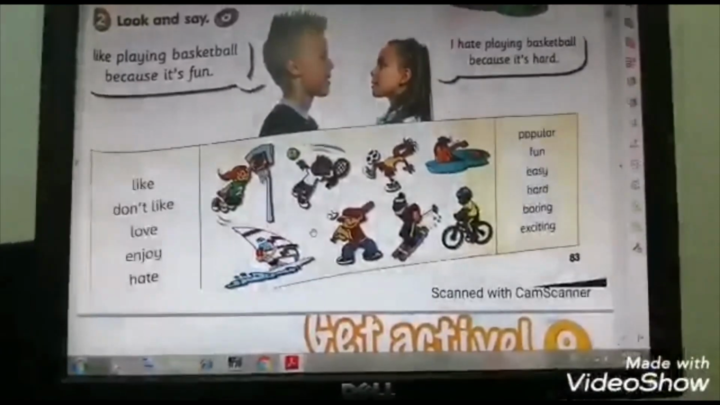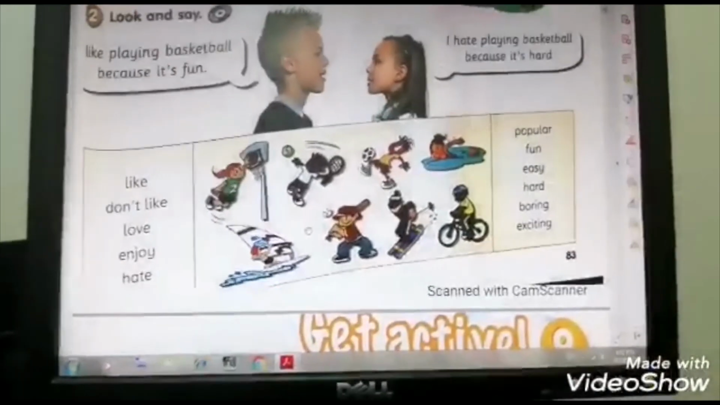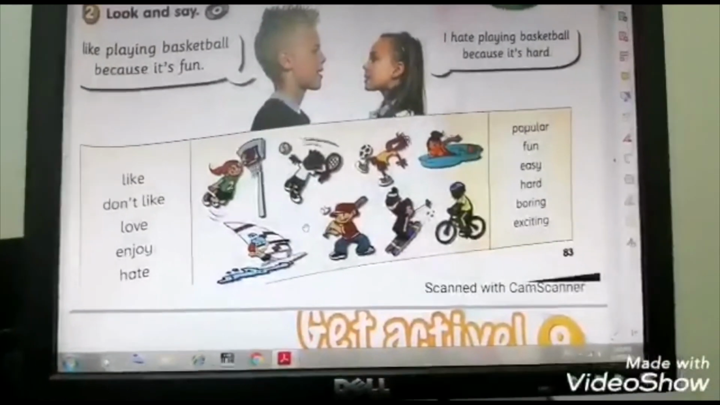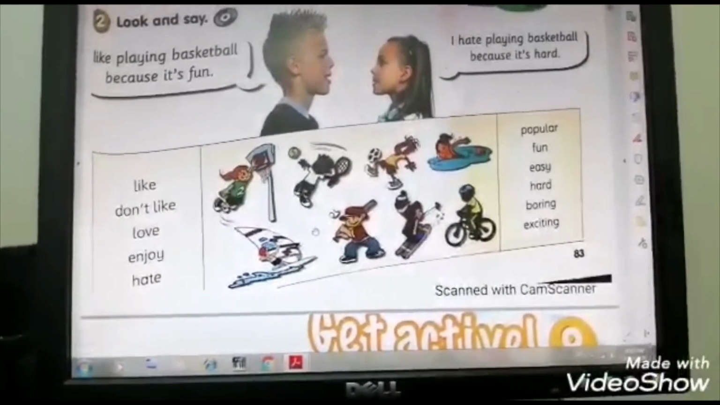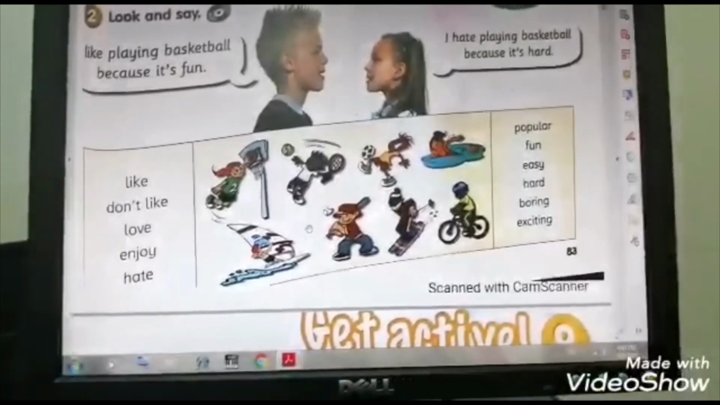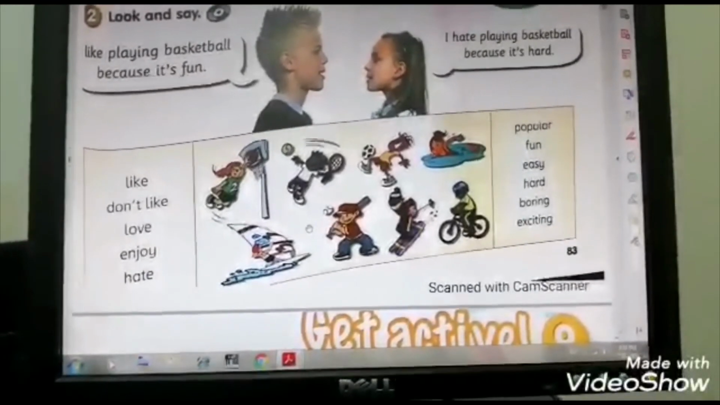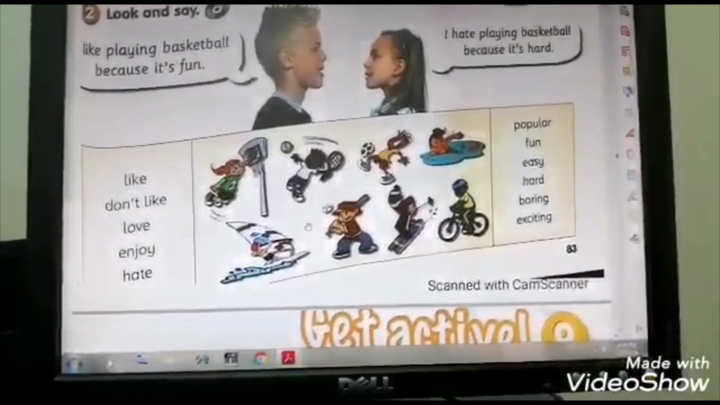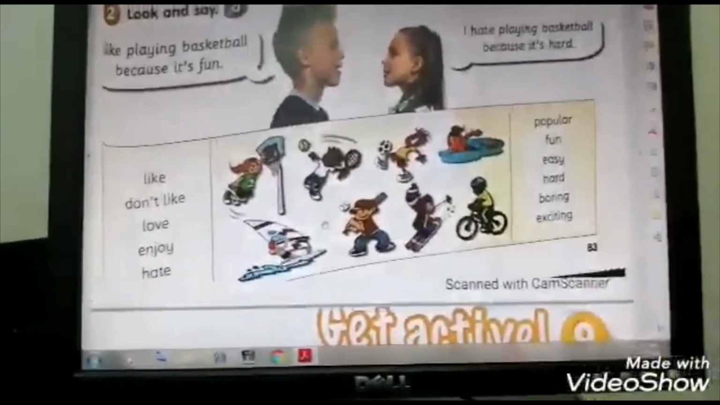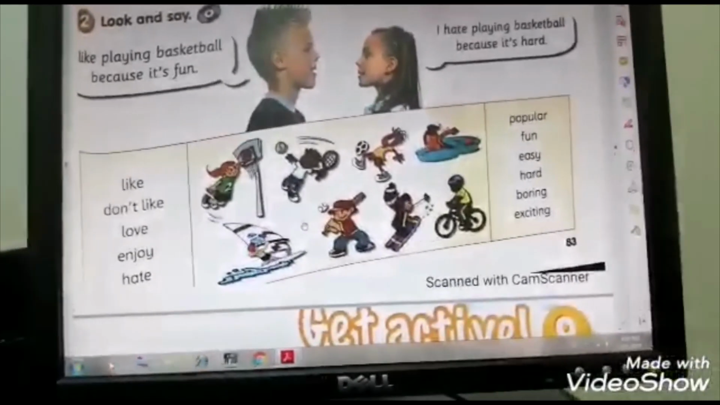Now look at activity number 2. As you can see in the picture, the boy is Tony and the girl's name is Sue. What are they doing? Any guess? Yes, they are talking about which sports they like and dislike from the table below. And they are giving the reasons. Let's listen how they are talking about their likes and dislikes.